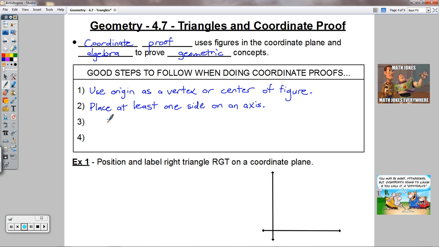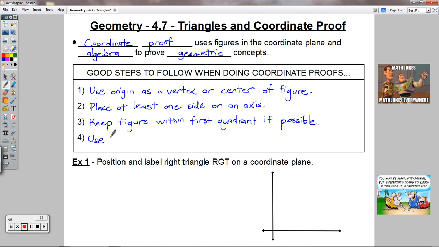And step three, if you can, keep things positive. I'm a positive guy. Hopefully you're a positive guy or girl yourself, but keep the figure within the first quadrant. That's going to keep everything positive if possible. So keep within first quadrant if possible. Purposely not writing complete sentences here, just to make things quicker to write.